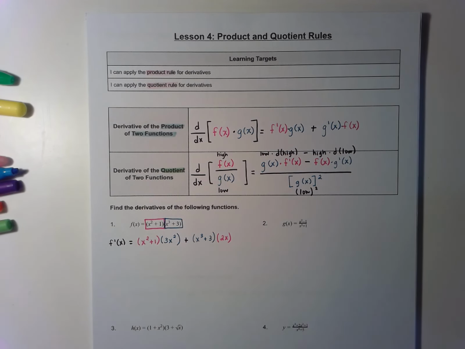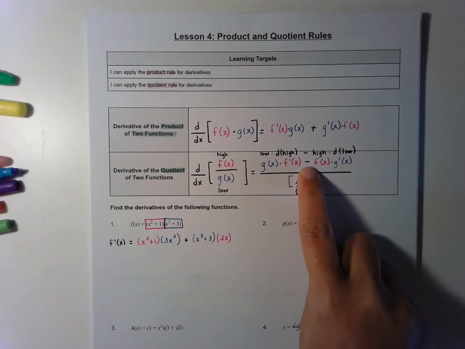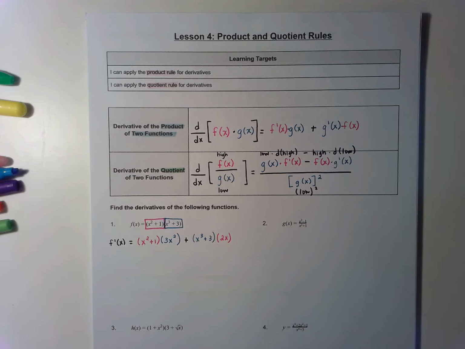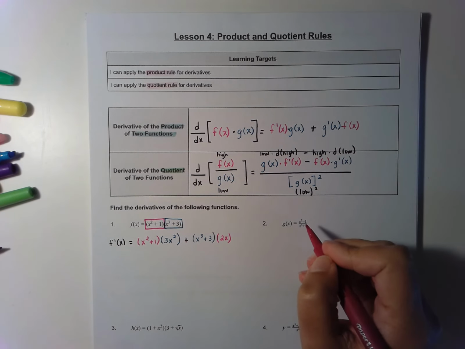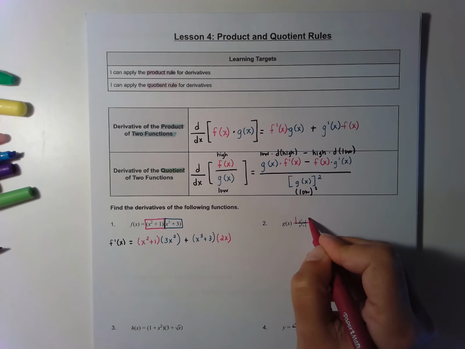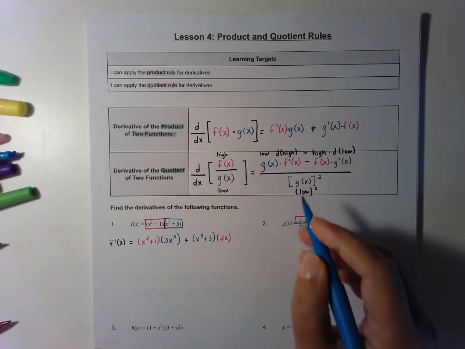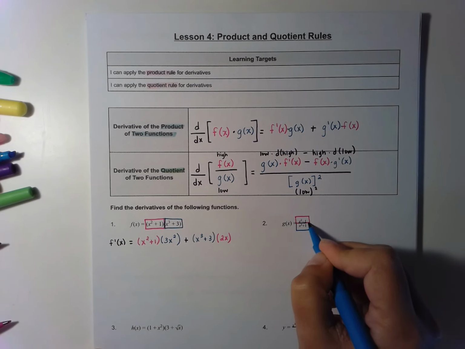Now with quotient rule, the order matters because in quotient rule, this is a minus. And when there's a minus, you need to make sure that whatever is first is always first, which is why I think the song is really helpful here. So for the next problem where we've got quotient rule, here's the top, which I'm going to call high, and here's the bottom, which I'm going to call low.